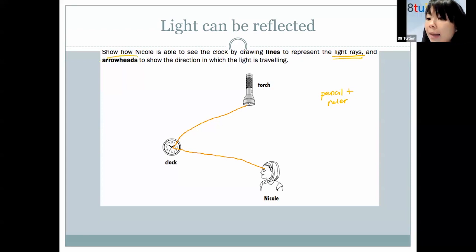My dear people, I need arrowheads. Even if the question doesn't say arrowheads are needed, whenever I draw light rays, I need the arrows to show the direction in which light is traveling. Okay? Ziyi, can you draw in the arrows for me? Guys, please take note.